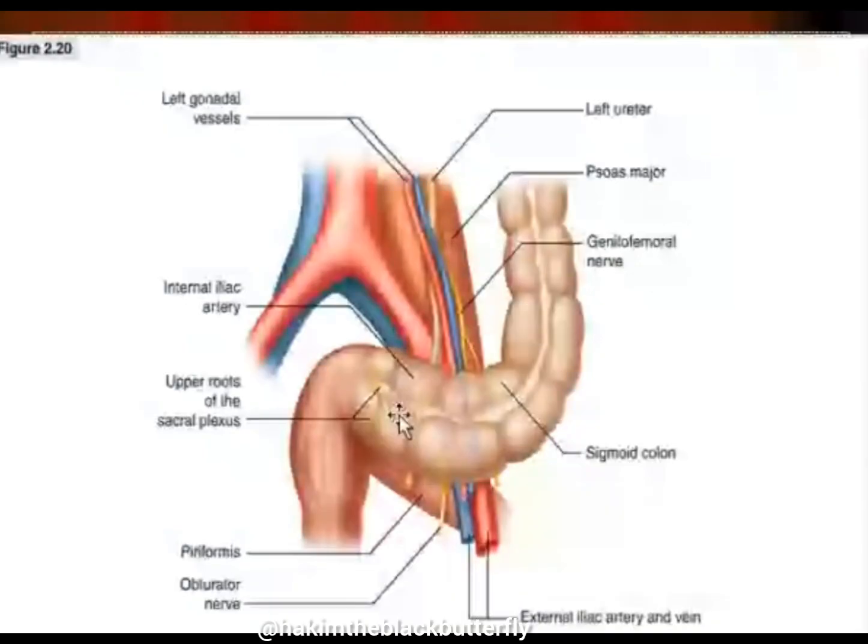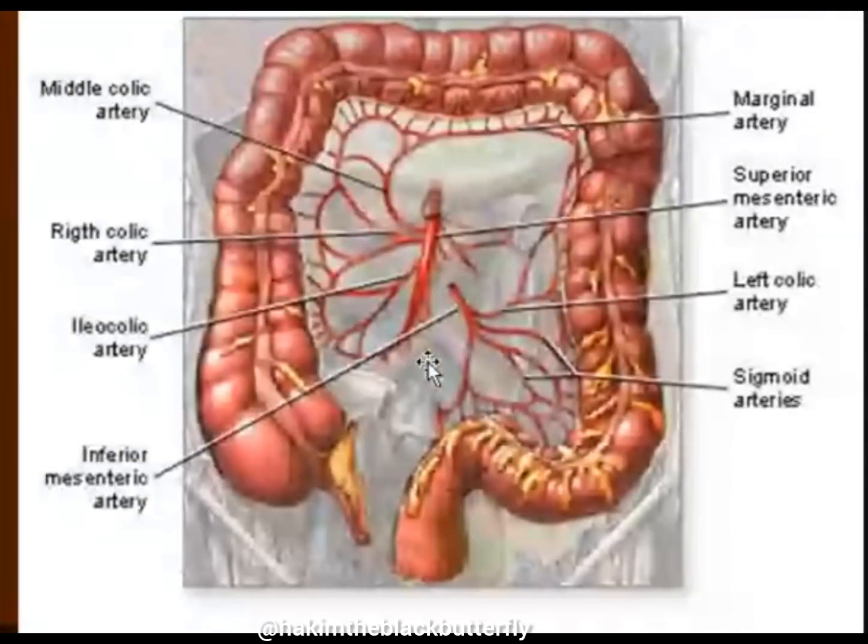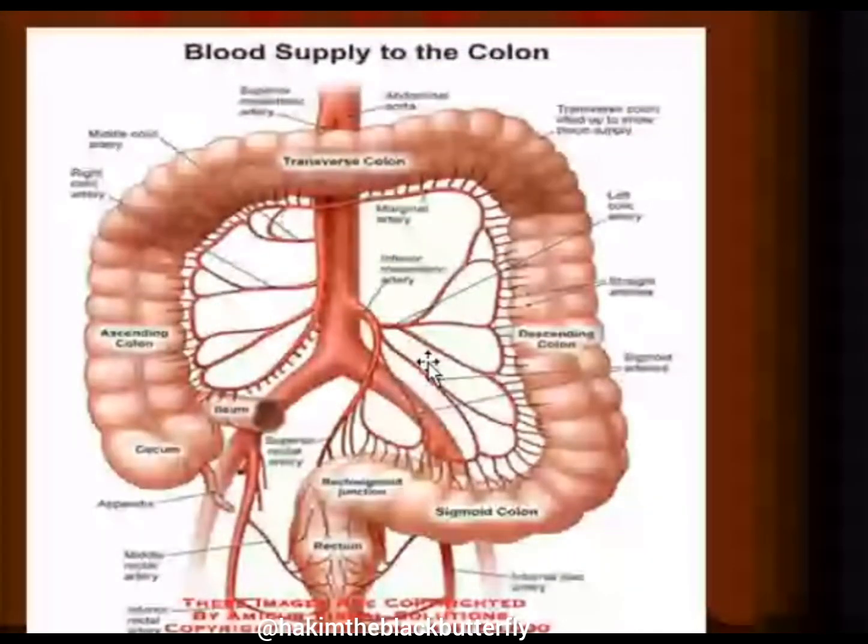So that is our sigmoid colon. And you can see some blood vessels, the ovarian and the testicular arteries passing posterior to it. The ureter also passes posterior to it. You can see it there. And then some nerves, like the genitofemoral nerve, passing posterior to it. The sigmoid colon. Very important and significant. This is a complete blood supply to the large intestines. You go and look into it and appreciate it the more.